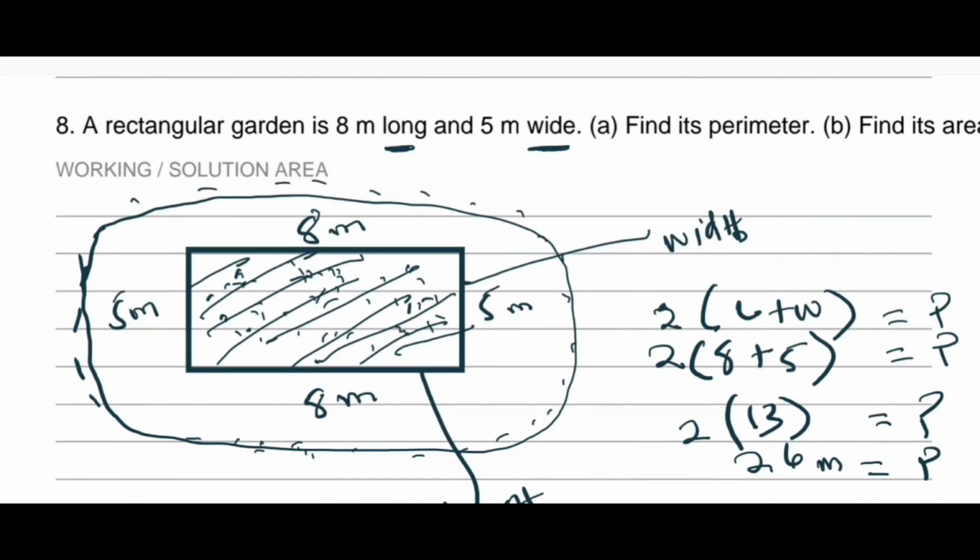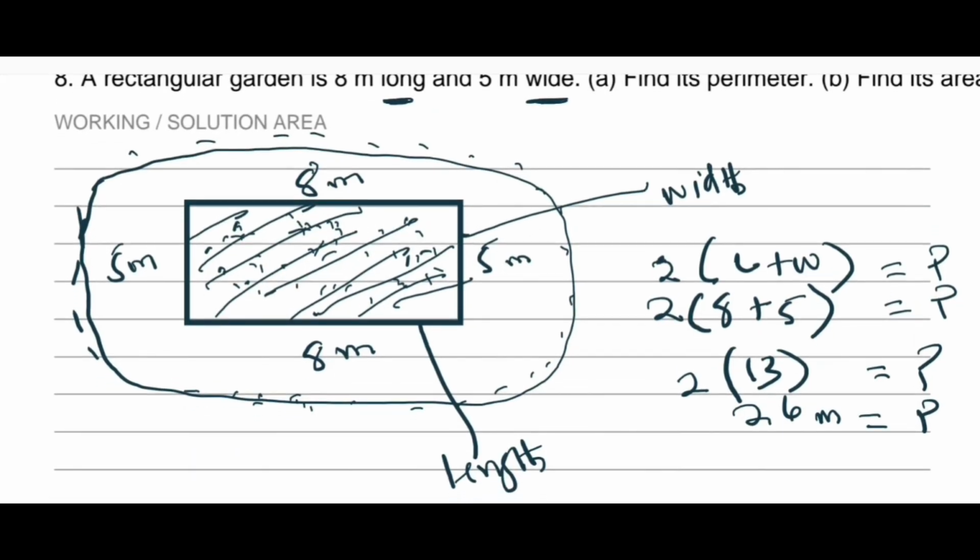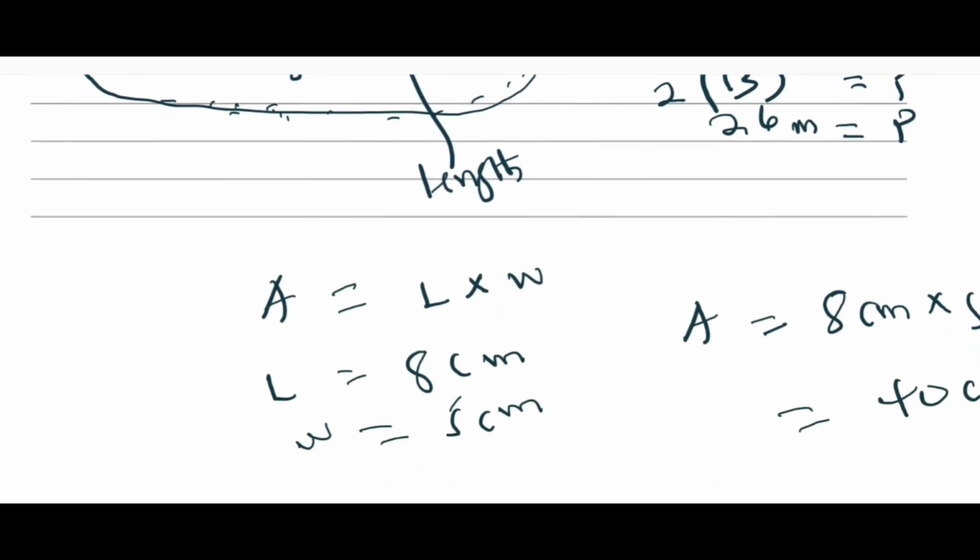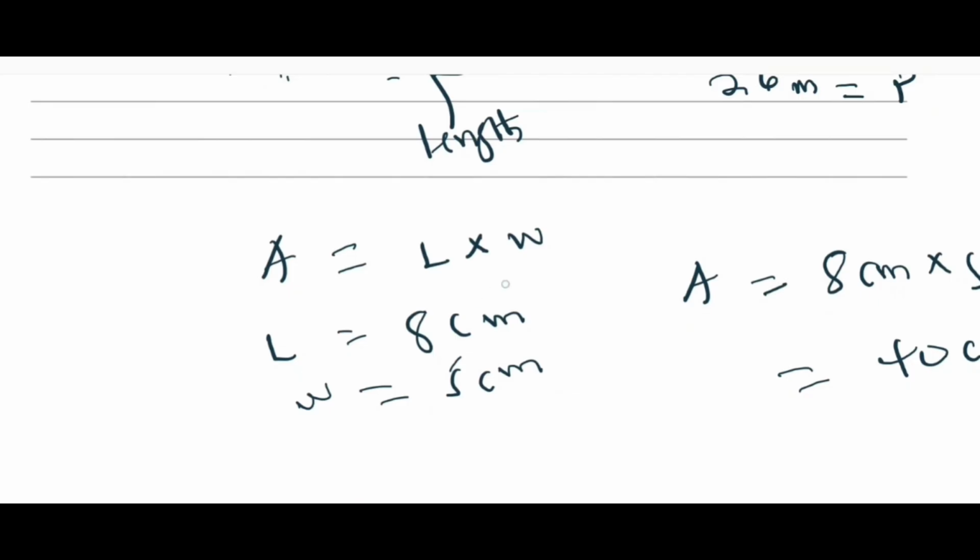A rectangular garden is 8 meters long and 5 meters wide. Find A, its perimeter. B, find its area. So we found the perimeter already, which is 26 meters. The area is length times width. The length is 8 centimeters. The width is 5 centimeters. When you multiply 8 times 5, you get 40 centimeters squared. You always have to bring the squared. Do you understand?